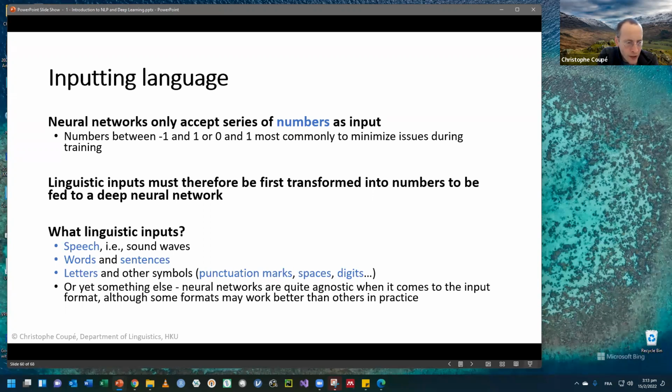You may also think that words rather than sounds are more adapted to what you want to do, or sentences. These words, you might also turn them into numbers. Or maybe you want to focus on letters instead and other written symbols like punctuation marks, commas, dots, colons, semicolons, these kinds of things, and spaces and digits also. You may encode all these elements as numbers so that once again, you can feed them to the neural network. Neural networks do not expect anything in particular when it comes to the format of their inputs. They are in a way agnostic. But in practice, depending on what you want to achieve, some formats will work better than others, or will reduce the amount of training necessary, or something like that.